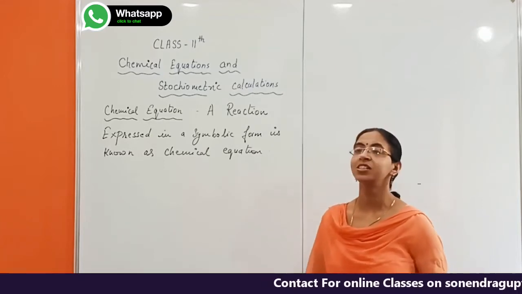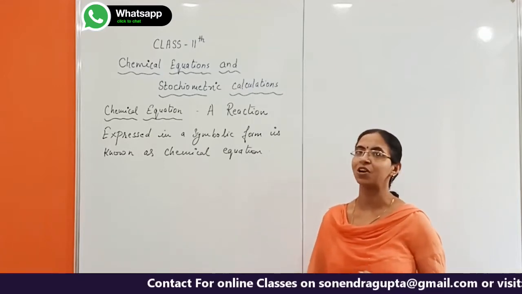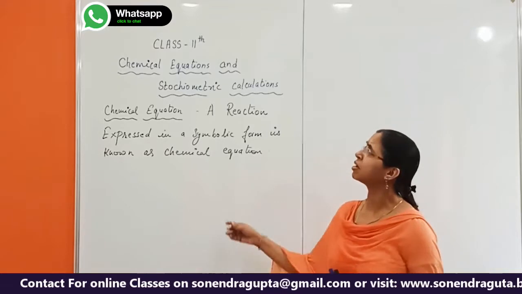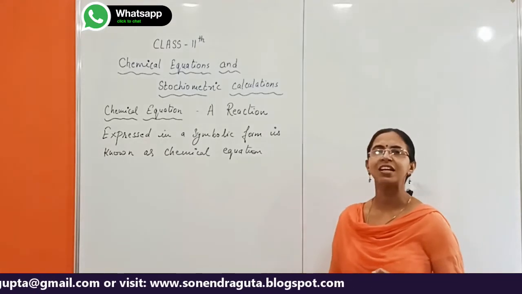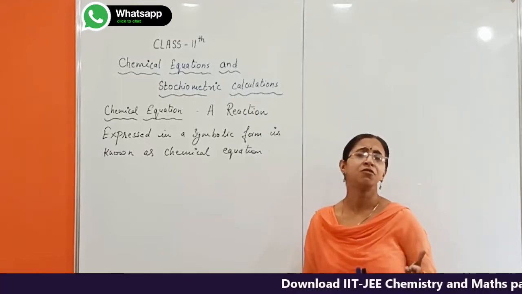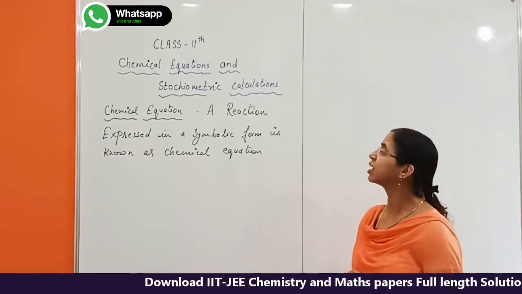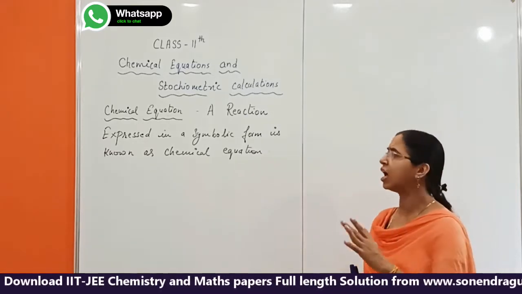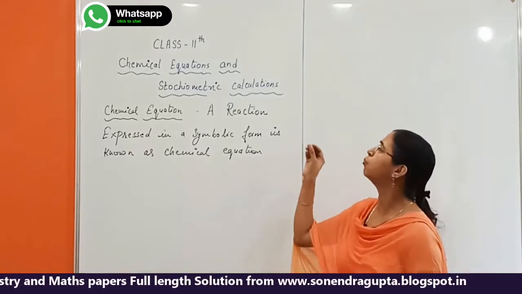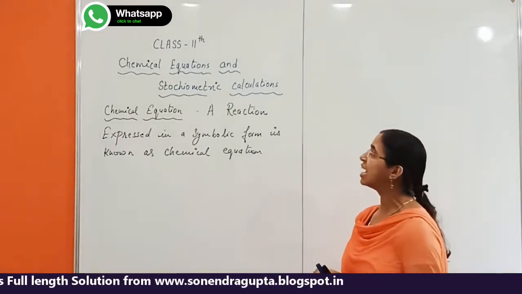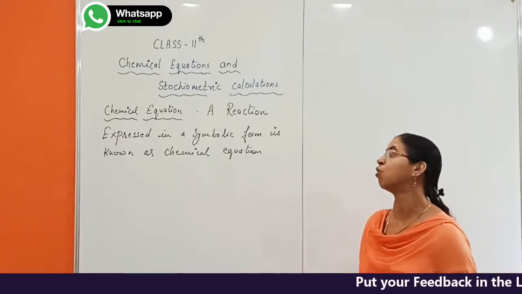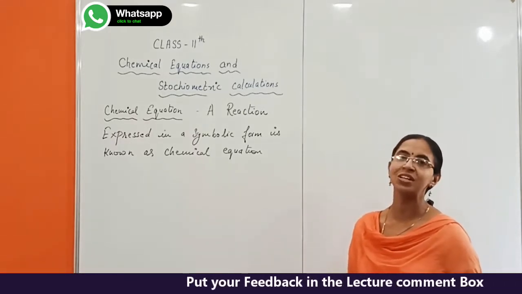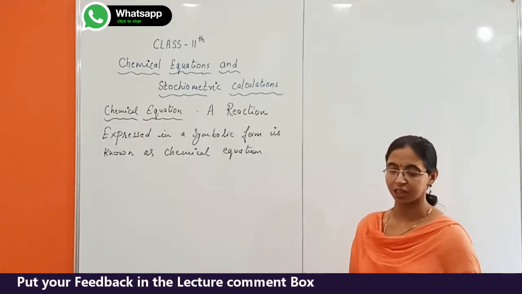Chemical equation and stoichiometric calculations. So chemical equation is a familiar word for you because in 9th and 10th class you have studied chemical equations very well. So I will just give you a brief intro of that. A chemical equation is a reaction that is expressed in symbolic form. That is known as a chemical equation.